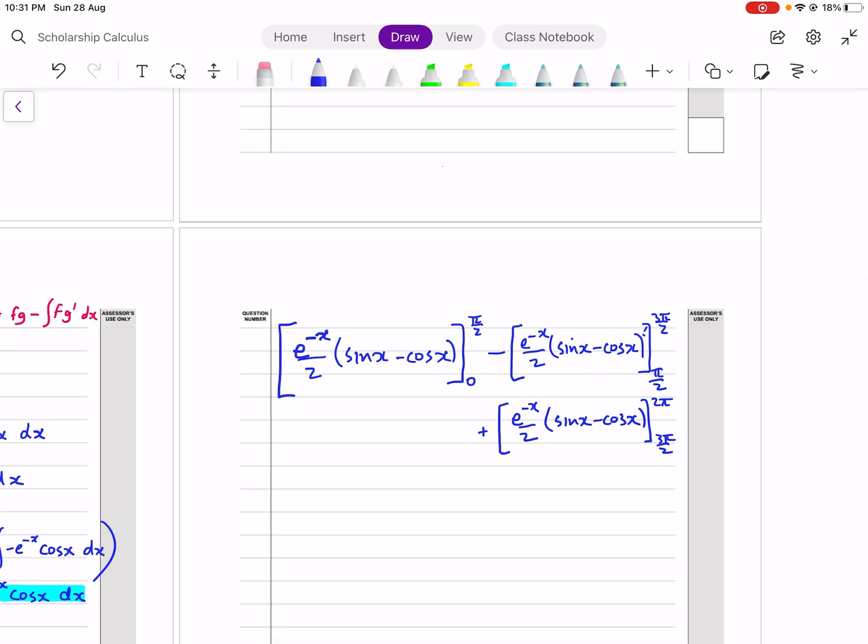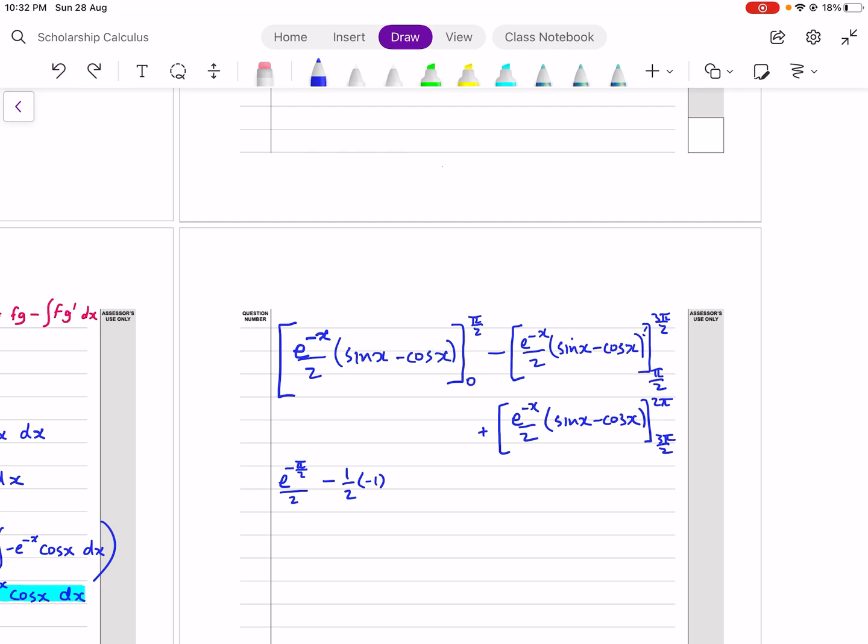Okay, so when I substitute in the top limit pi over 2, sine of pi over 2 is 1, cos of pi over 2 is 0. So that first term becomes e to the minus pi over 2 over 2, minus the bottom limit, which is 0. Sub that in, I get e to the 0 is 1. So half, sine of 0 is 0, cos of 0 is 1. But it's a minus 1 there. Okay, so if I sub in 0 into there, it's got a minus in front of it.